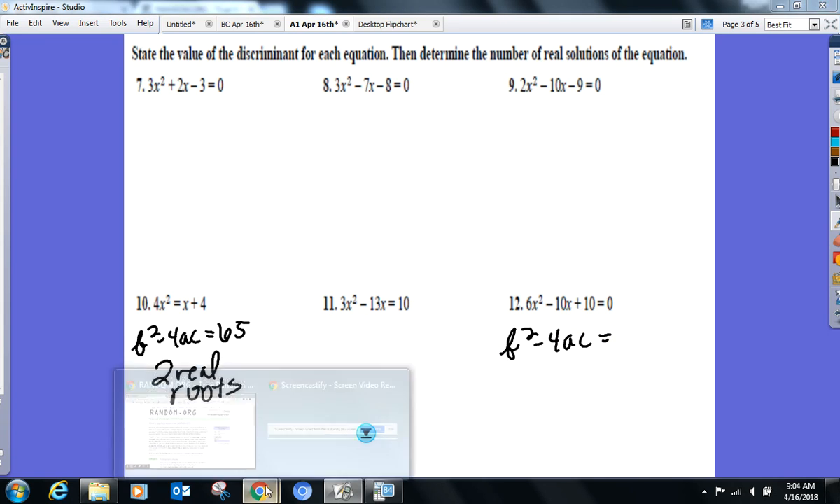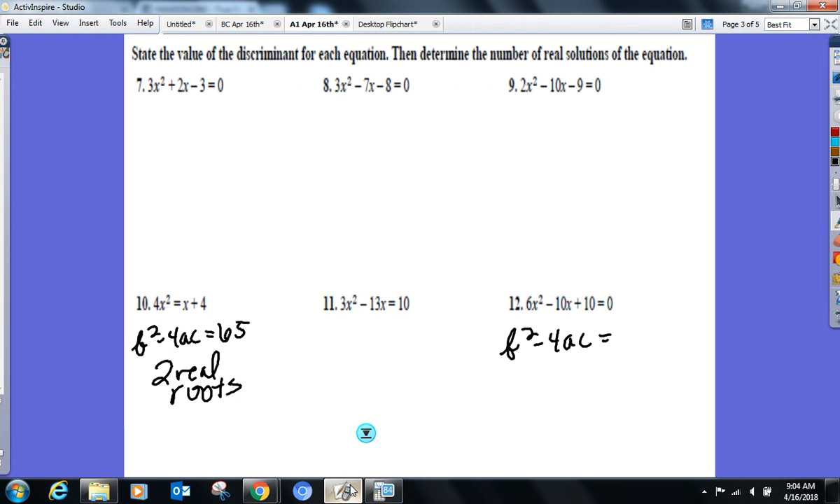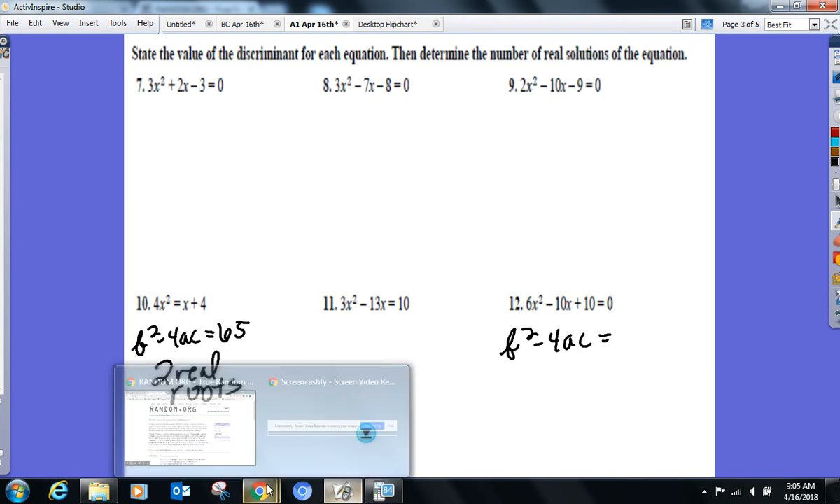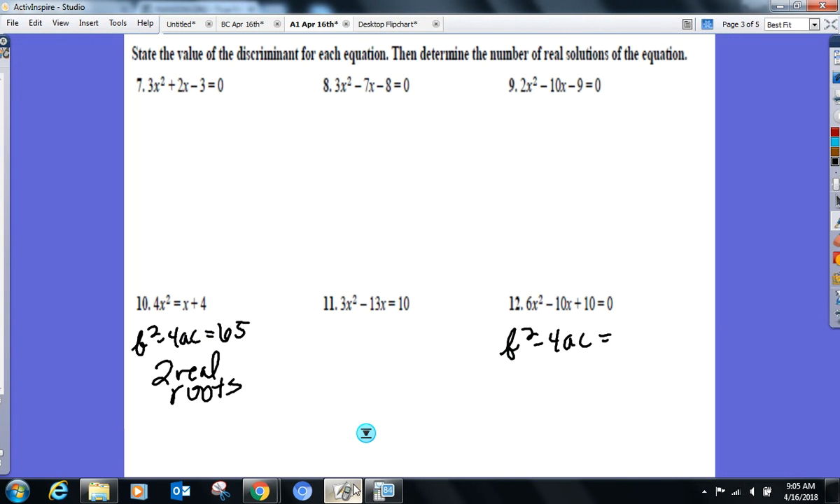Perfect. Hey, how about 15 then? $21. Good. 1. 12. Okay, ready? Do it for me real quick so we can finish this up. So go ahead. Everything's already set equal to 0. I just wanted to do one without 2 real roots.